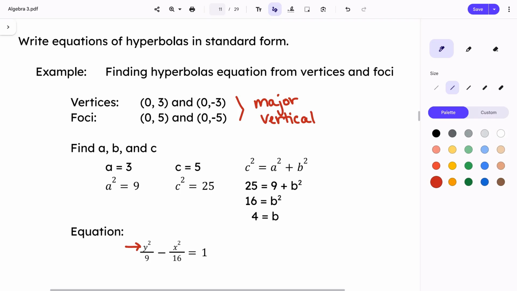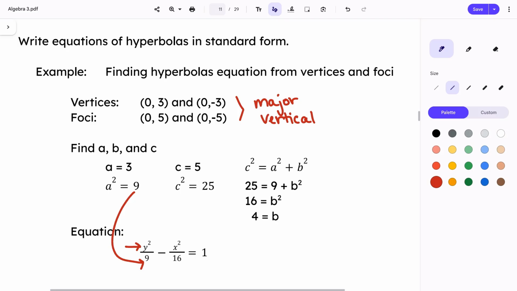So A is going to come from your vertices. That's going to be the 3's. So they're saying down here A is 3, so you square it to get your A squared, because that's going to go in your equation, and that's the 9. And that's going to go underneath the first term. So the A squared is always going to come first. So this 9 came underneath the Y.